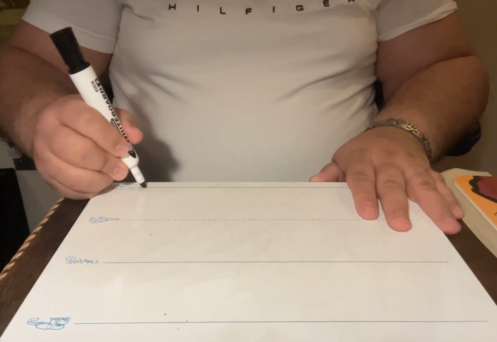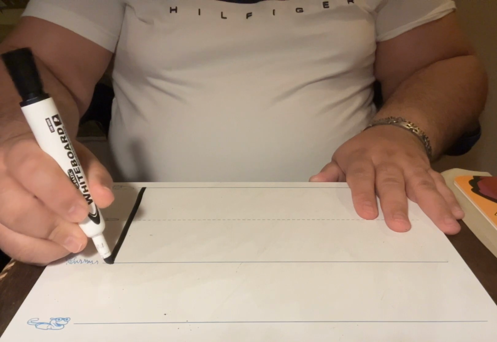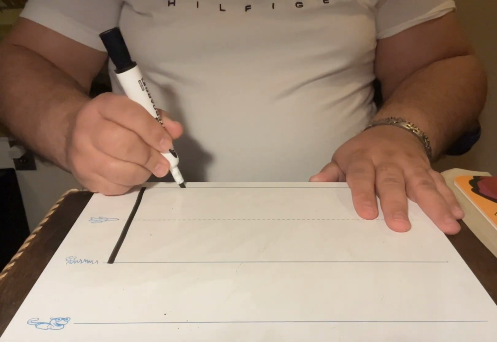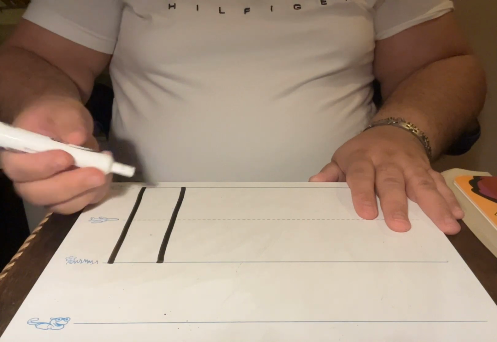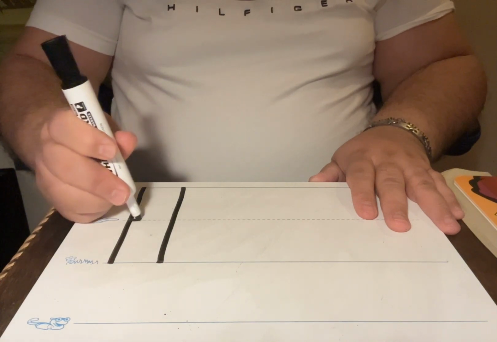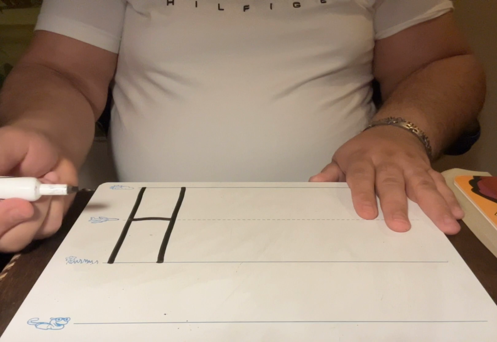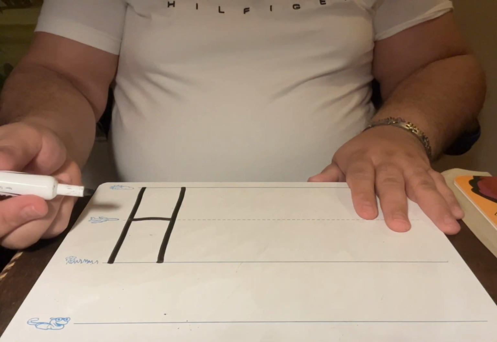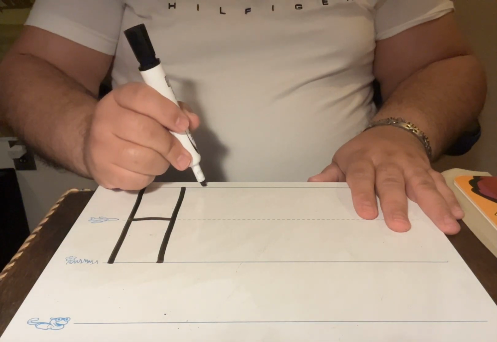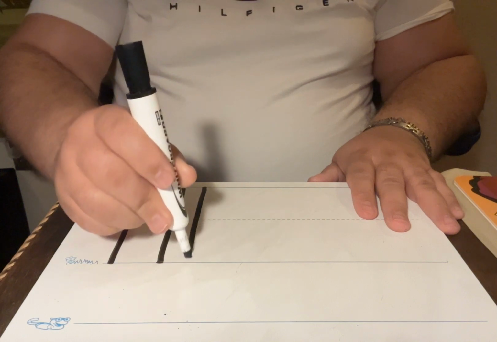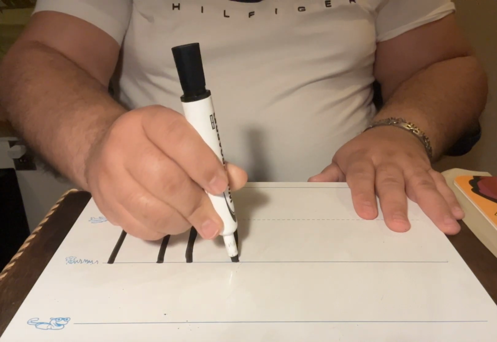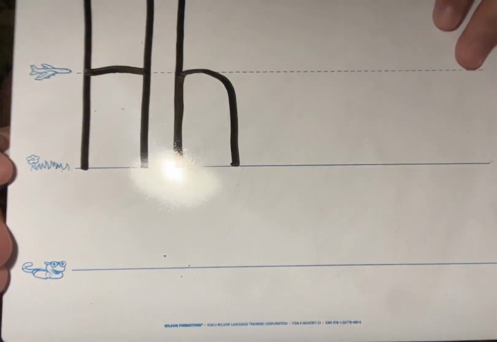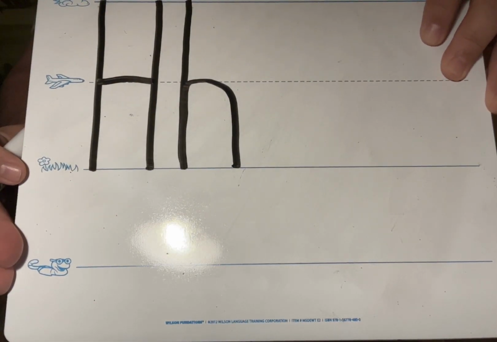Capital H starts on the sky, comes down to the grass. Pick your marker up, start on the sky, come down to the grass in parallel, and then go across the airplane line. That's capital H. Lowercase h, you start on the sky, come down to the grass, go up in a hump, right here on the plane line, and touch the grass. And that's H, hat.